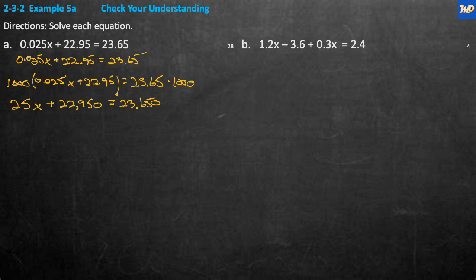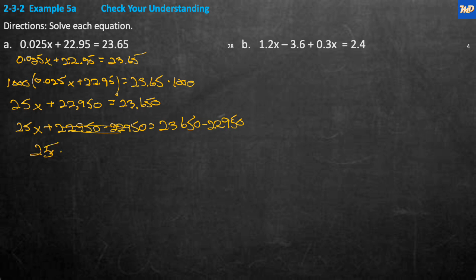Now we're going to get the x by itself using the subtraction property of equality. 25x plus 22,950 minus 22,950 is equal to 23,650 minus 22,950. These cancel, and we end up with 25x equal to 700. 23,650 minus 22,950 is 700.